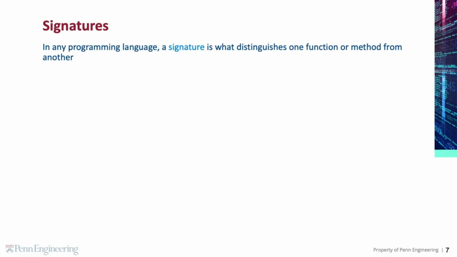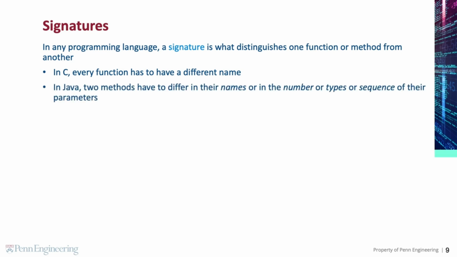In any programming language, a signature is what distinguishes one function or method from another. In C, every function has to have a different name. In Java, two methods have to differ in their names or in the number or types or sequence of their parameters. For example, these are considered different.